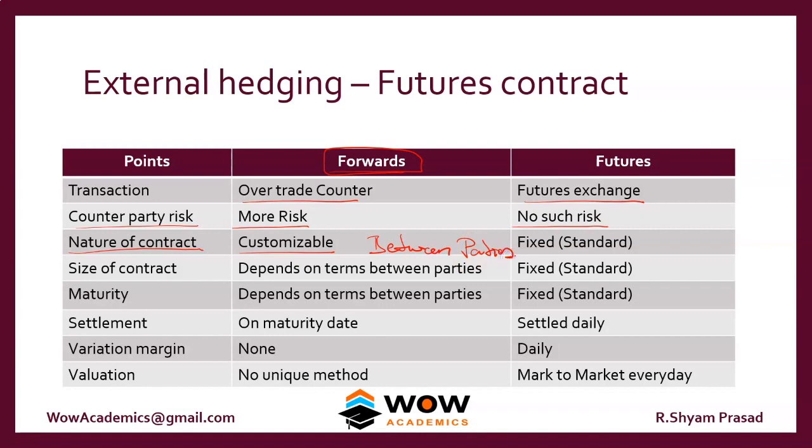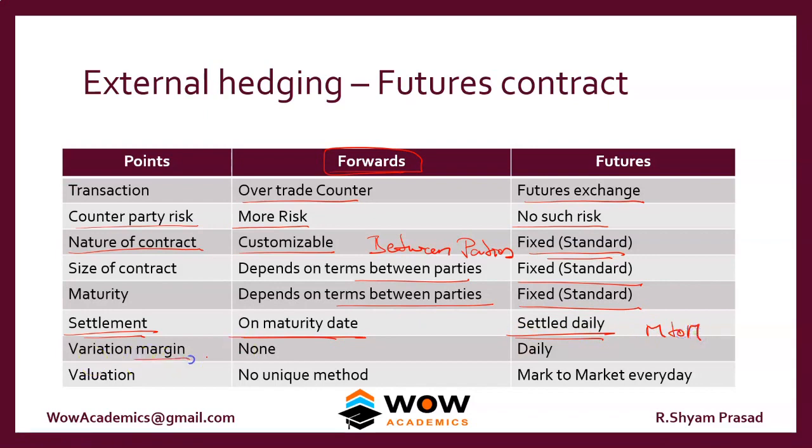But in futures, the nature of contract is fixed or it's a standardized contract. The size of contract also depends upon parties in forward contract. In futures, it's fixed. Maturity depends upon the parties in forward. In futures, again, it is fixed and standardized. Settlement is usually done only on the date of maturity, but in futures, it is like daily settled. So that is what we call a mark to market settlement.